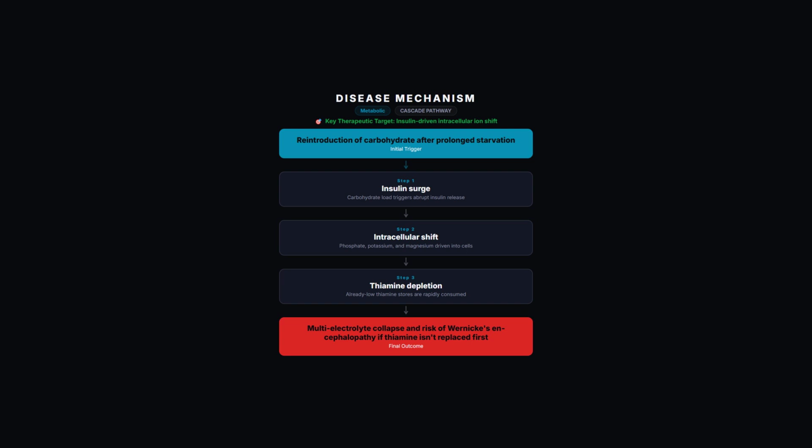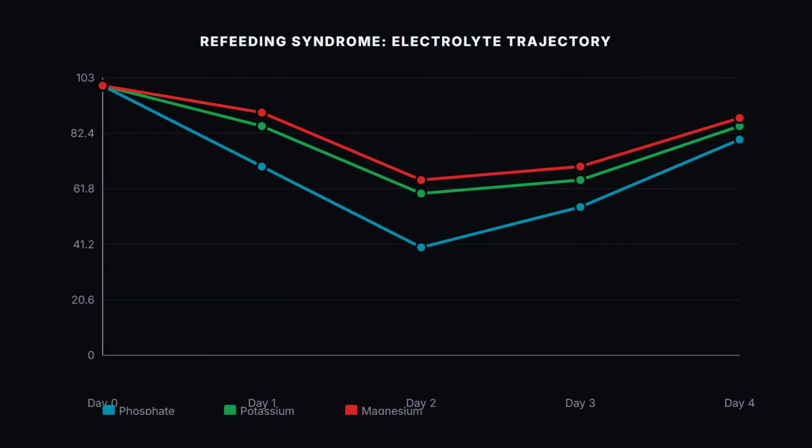Phosphate is the hallmark and typically the earliest to fall, often within 72 hours of restarting nutrition, with severe hypophosphatemia defined below roughly 0.6 millimoles per liter. Potassium and magnesium tend to trail slightly behind on the same downward curve.